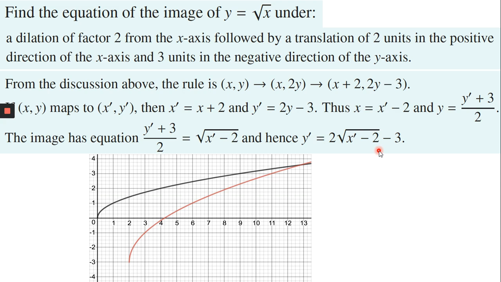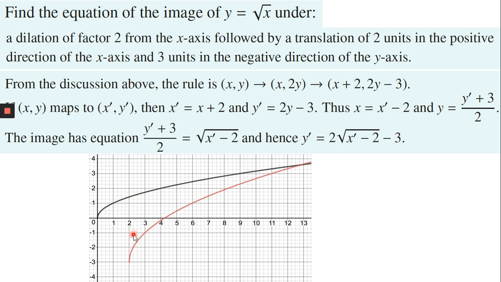So if we now put that one into our Desmos, so if we now draw this graph, we can see there's the new graph. So we can see it's been moved 1, 2 spaces that way, 1, 2, 3 that way, because my 0, 0 is now the point 2, minus 3. Dilation factor is more difficult to see, but it's a dilation factor of 2 from the x-axis.